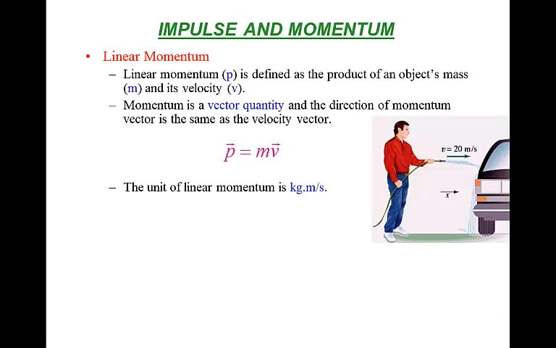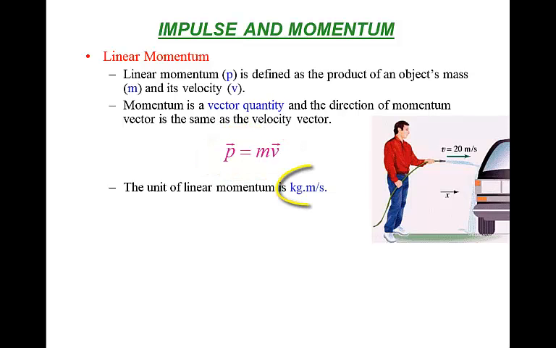Linear momentum. The linear momentum is defined as the mass of a given object times its velocity. The momentum is a vector quantity, and it is at all times pointing in the same direction as the velocity. P equals mass times velocity. The momentum P and the velocity are collinear.